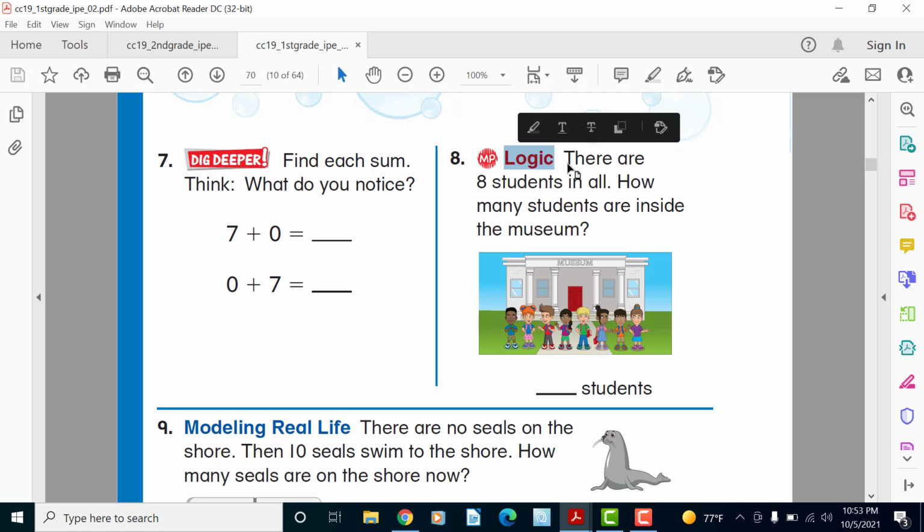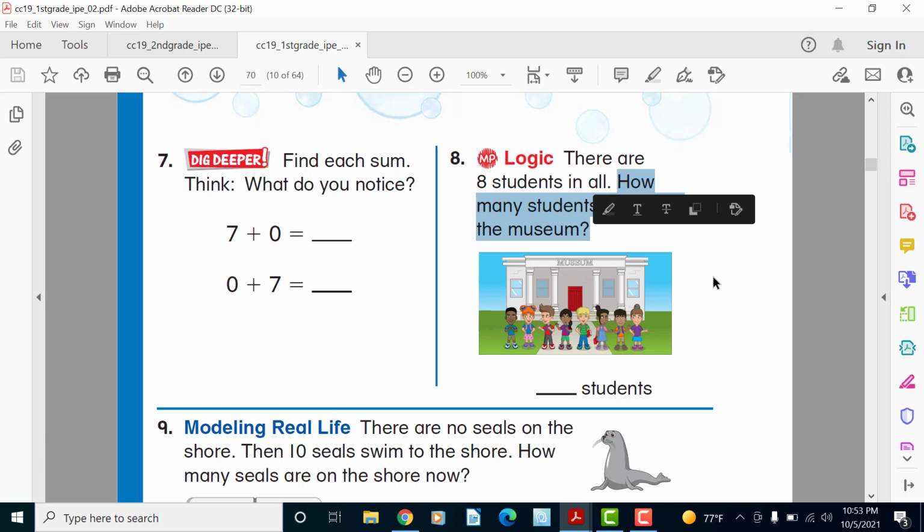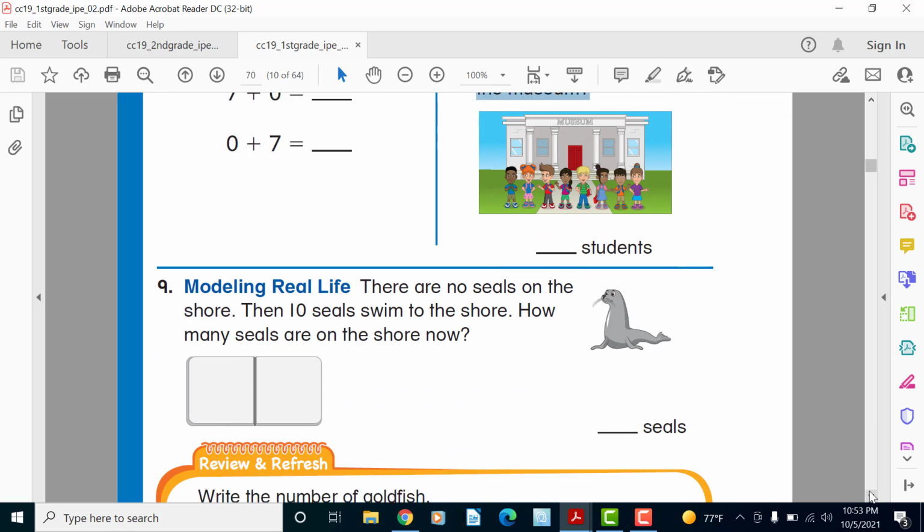All right, logic. This is similar to yesterday's penguin question. There are 8 students in all. 1, 2, 3, 4, 5, 6, 7, 8 students are outside the museum. How many students are inside the museum? That's the question to answer there.